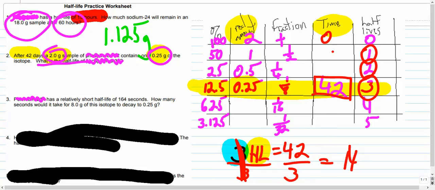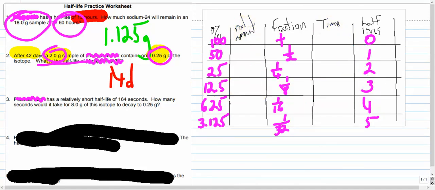So that means this column counts out by 14s. So 0, 14, 28, and then another 14 would be 42. So the question is asking, what is 1 half-life? 1 half-life is 14 days. Every 14 days, this stuff is half decayed into something else. Okay, 2 down, 1 to go. Let me clean up my table, and I'll be right back.